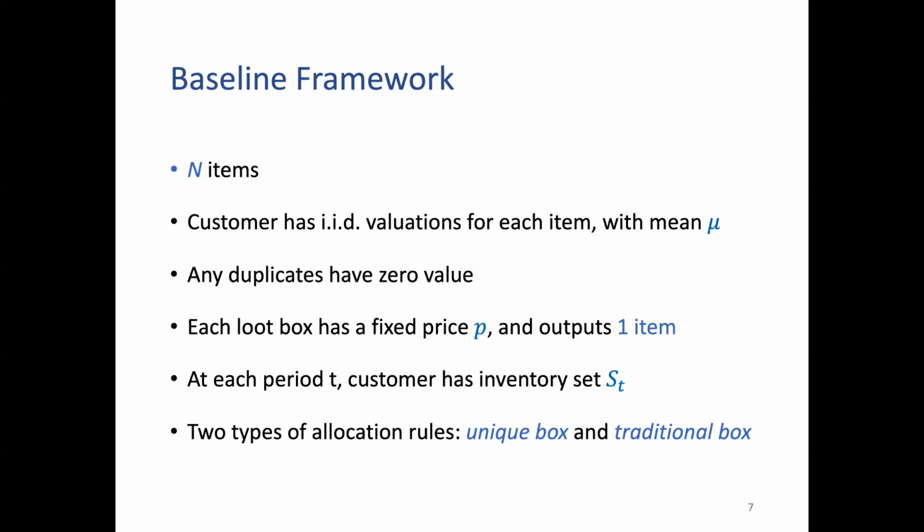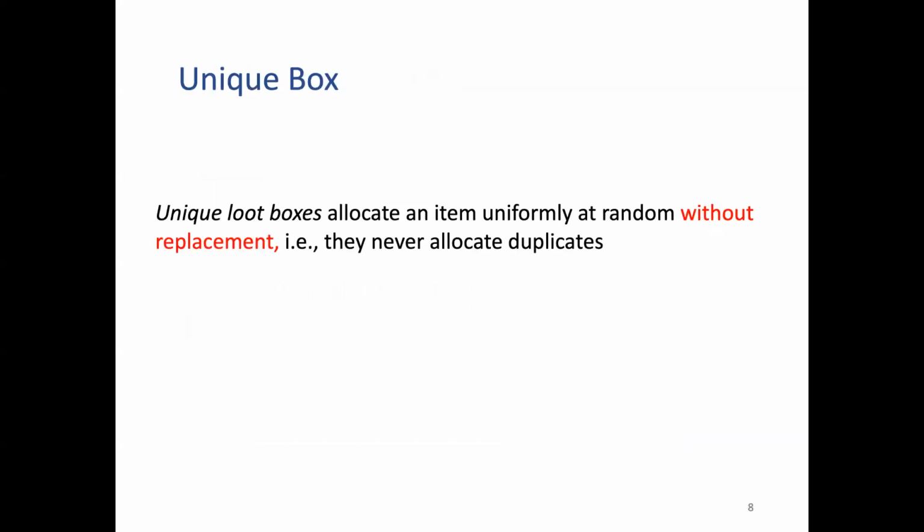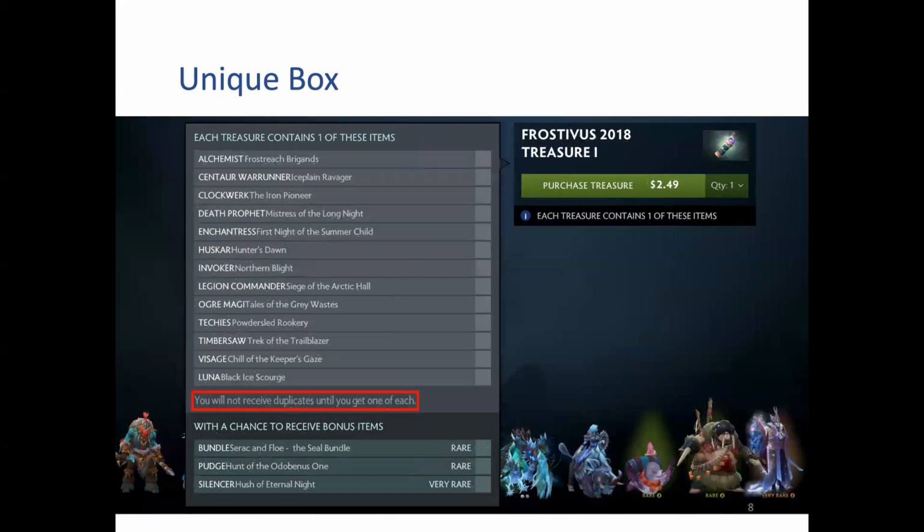In this work, we consider 2 types of allocation rules, which are unit box and traditional box. So what is a unit box? Unit loot boxes allocate an item uniformly at random without replacement. That is, they never allocate duplicates. This is an example of a unit box in practice. In the red square, you can see that you will not receive duplicates until you get one of each. So a unit box never allocates duplicates.